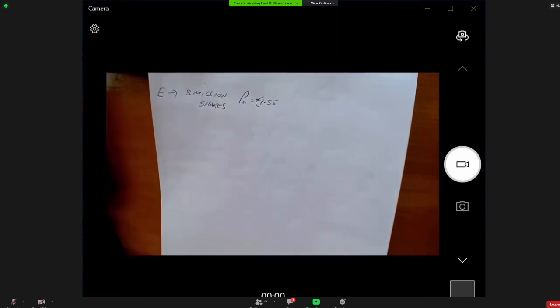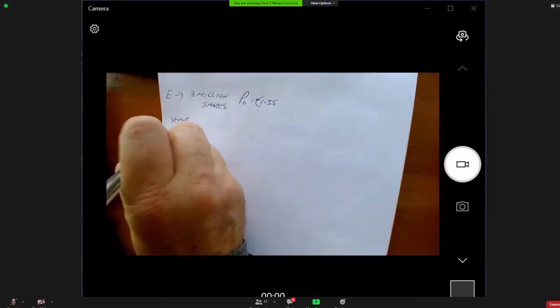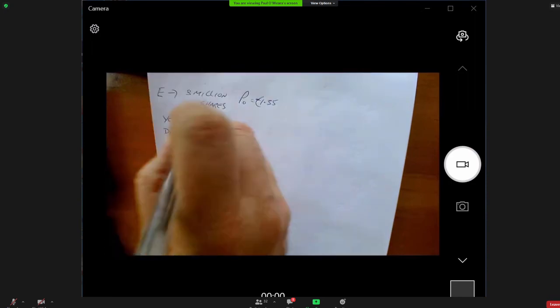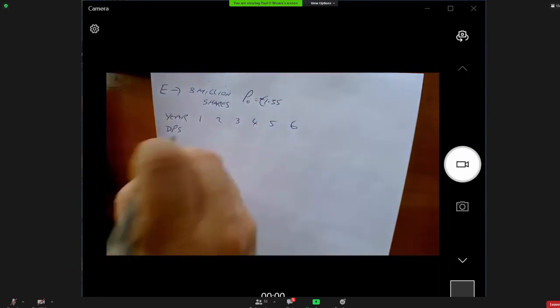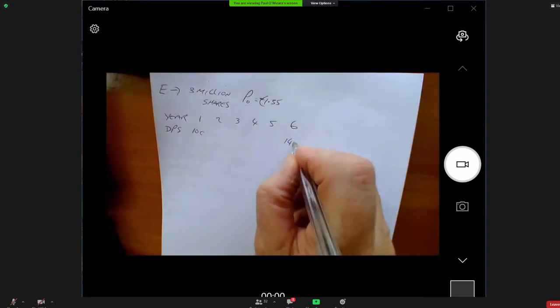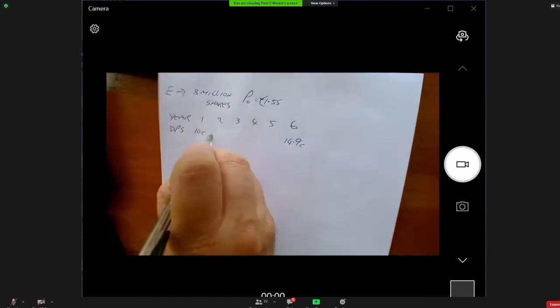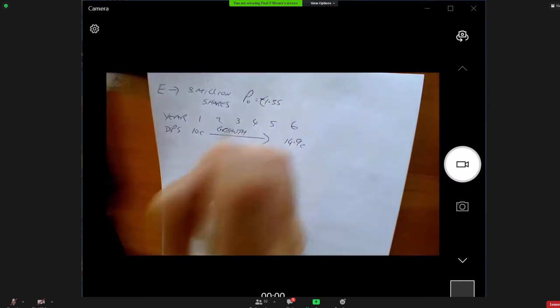Then it tells me some history. It says the company only pays one dividend per year, and for the past number of years, dividends per share have been as follows. So I have year and I have dividends per share. I have years 1, 2, 3, 4, 5, and 6. It started at 10 cents per share, and it grew all the way to 14.9 cents per share.